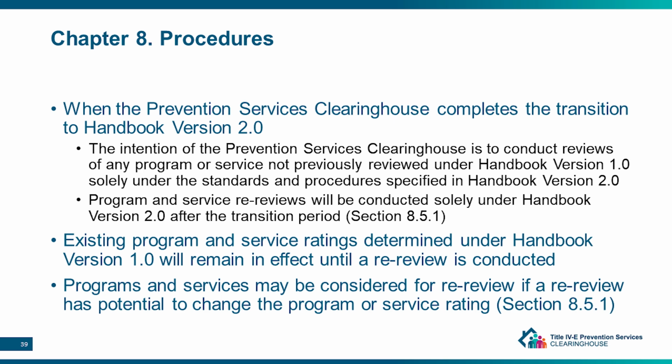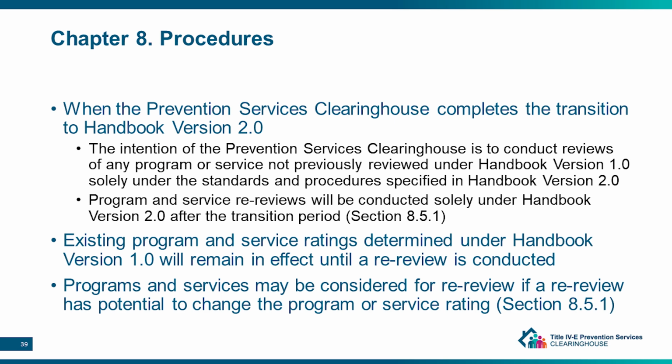Programs and services reviewed by the Prevention Services Clearinghouse under Handbook version 1.0 may be considered for re-review under Handbook version 2.0 if a re-review has the potential to change the program or service rating, section 8.5.1. Program or service ratings could potentially change due to application of Handbook version 2.0 standards to studies already identified in a prior review. For example, studies that were previously ineligible may be eligible under Handbook version 2.0, or studies may be able to demonstrate baseline equivalence under revised standards, or the emergence of new evidence since the original review.